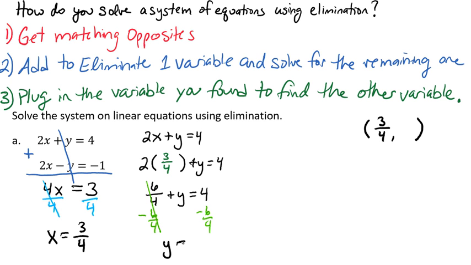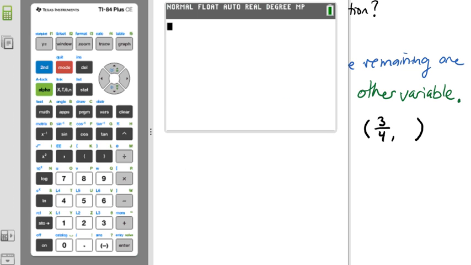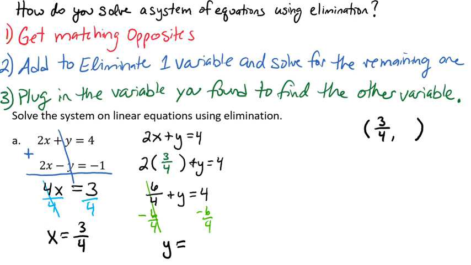And really here, I'm going to use my calculator because my calculator is going to make it so that I don't have to worry about denominators. So I'm going to have 4 minus, and I'll pull up my fraction, 6 over 4, and I'm going to hit enter, and I get 5 halves. So y equals 5 halves, and that is going to be my solution to my system. Let's do another one.